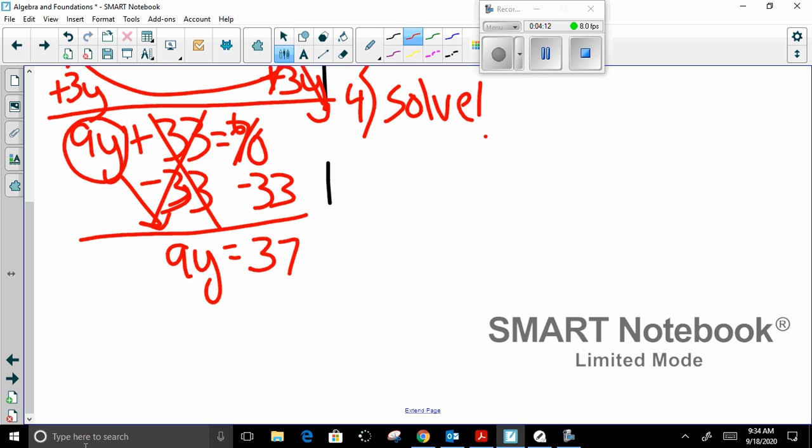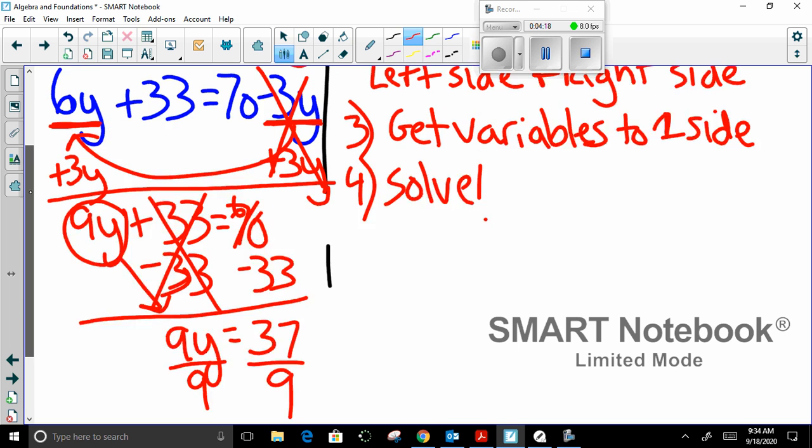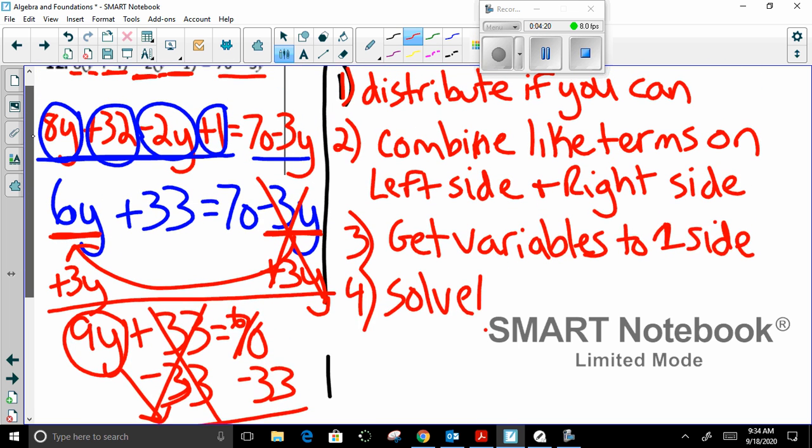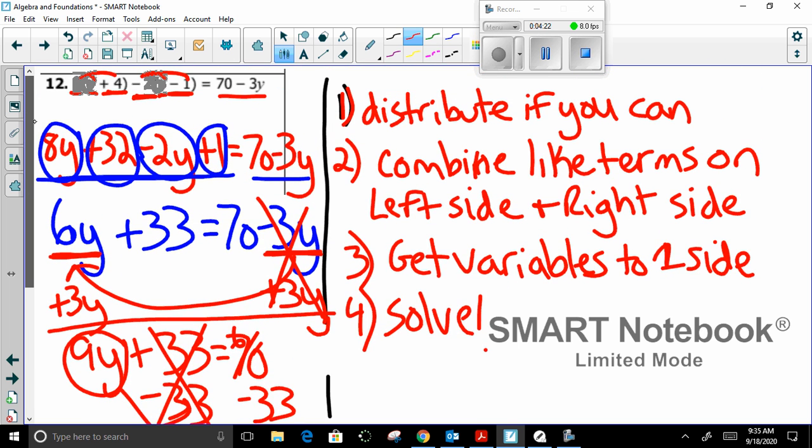37? Why is this not working out right? I'm assuming that should be 36. Let's go ahead and double check. Did I do something wrong up here? Oh, I did. Who caught me? Silly me. This negative 2 times negative 1 is plus 2. So 32 plus 2, this should be a 34.